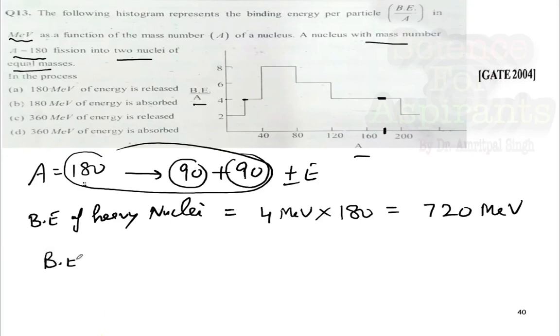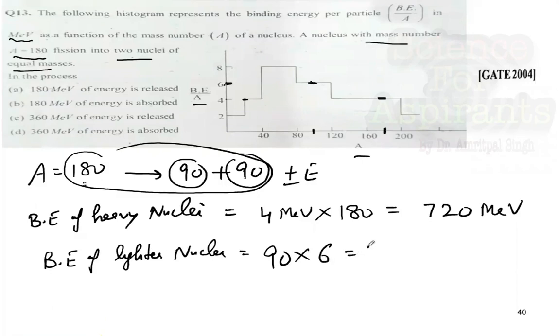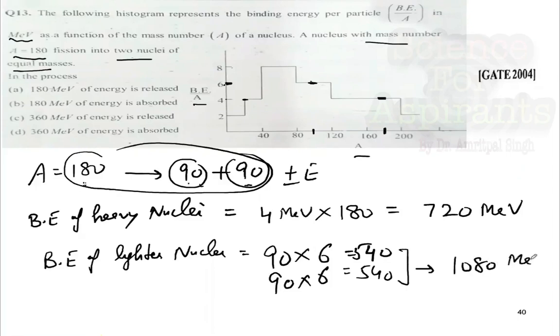Similarly, now we have to find the binding energy of these two lighter nuclei. If we calculate, the mass number is 90, which is somewhere here. The binding energy per nucleon is of the order of 6 mega electron volt. So 90 into 6 is of the order of 540. Similarly for the second nucleus, because there are two small nuclei being released. So the total energy for the products is of the order of 1080 mega electron volt. So what does it mean?